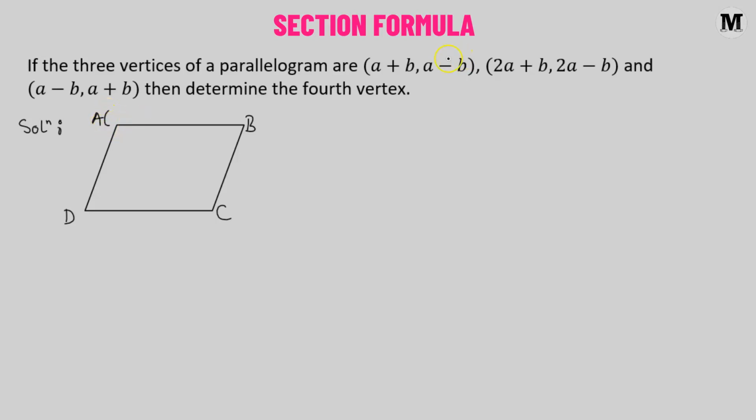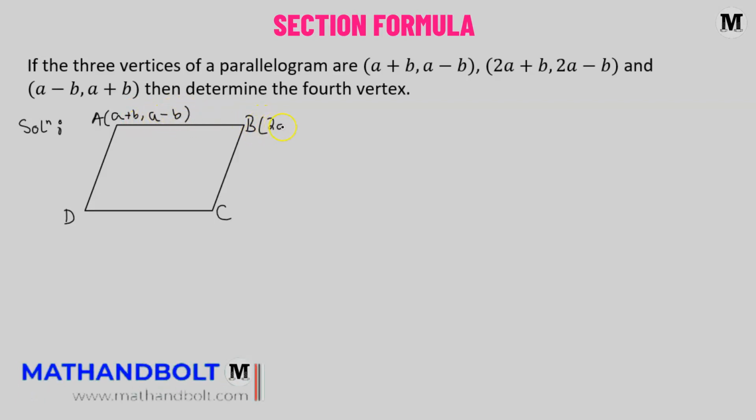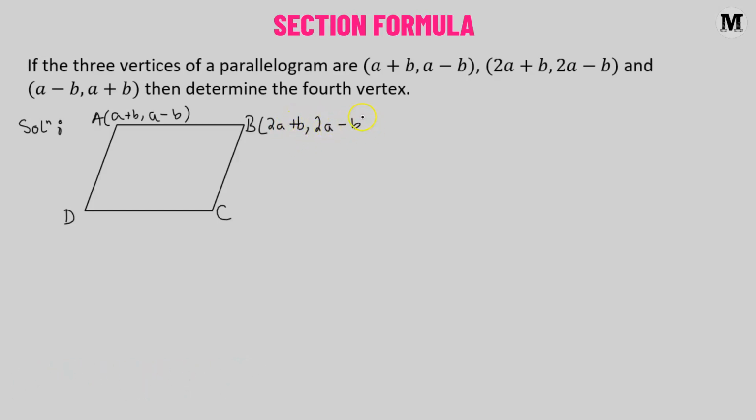So let us consider a parallelogram with vertices A, B, C and D. Now the three vertices are given, so we'll suppose that A has the coordinates (a + b, a - b). B has the coordinates (2a + b, 2a - b). And C has the coordinates (a - b, a + b). Our goal will be to determine the coordinates of the fourth vertex, that is the coordinates of D, and we're going to assume that it is (x, y). Okay, so our goal will be to find out the coordinates of point D.